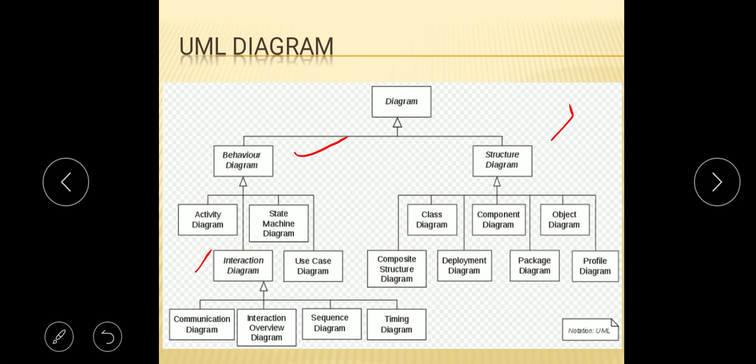Behavioral diagrams have the types activity diagram, state machine diagram, and use case diagram. Then the interaction diagrams include communication diagram, interaction overview diagram, sequence diagram, and timing diagram. Whereas the structure diagram can be divided into a few parts like composite structure diagram, class diagram, deployment diagram, component diagram, object diagram, package diagram, and profile diagram.